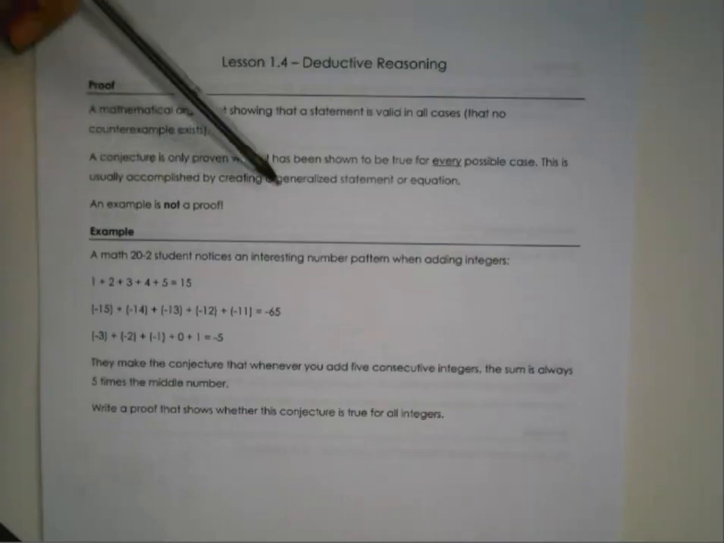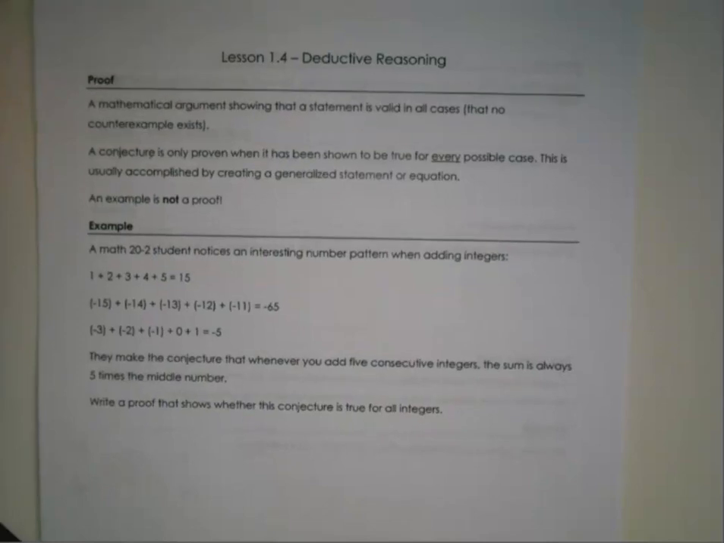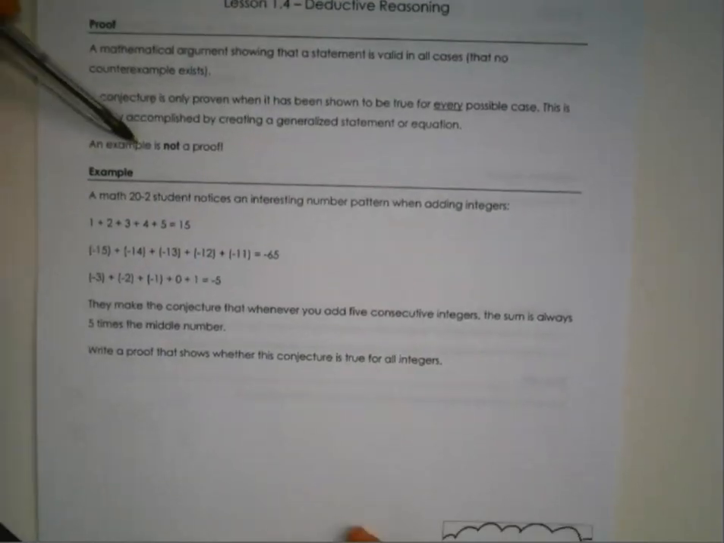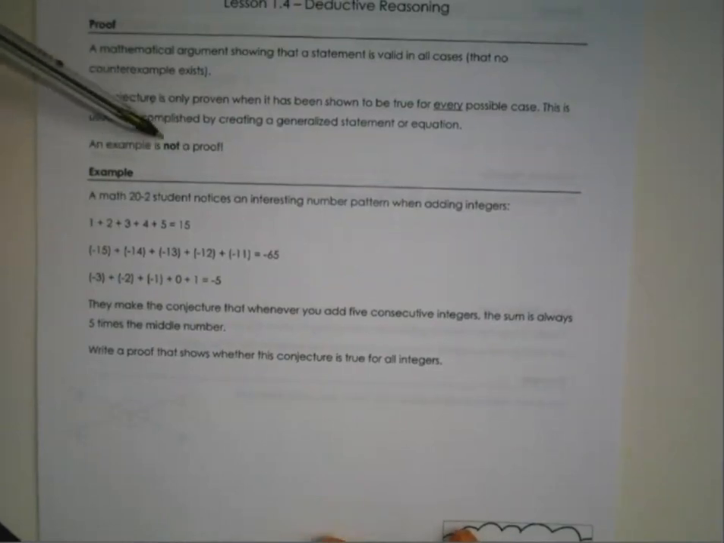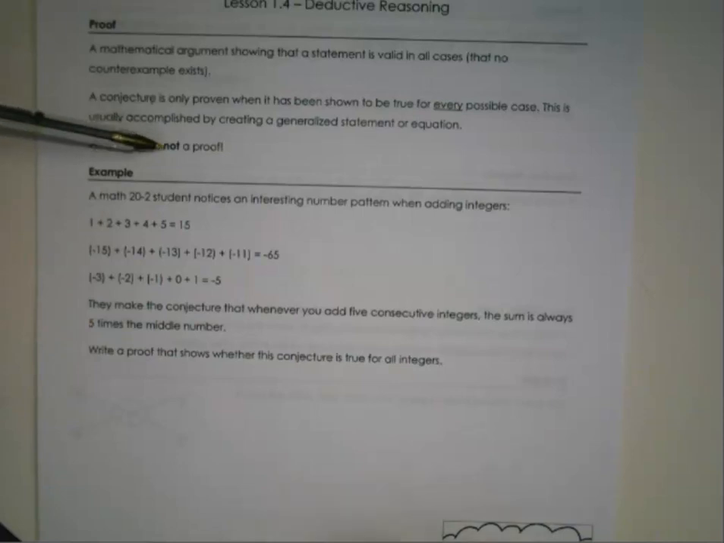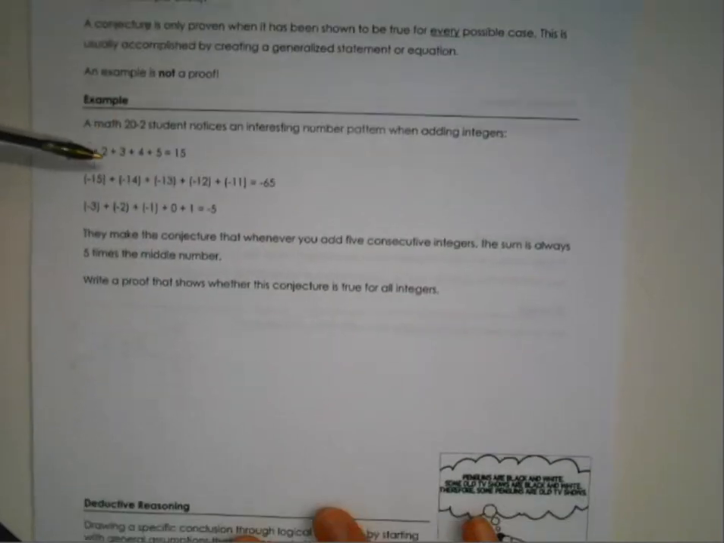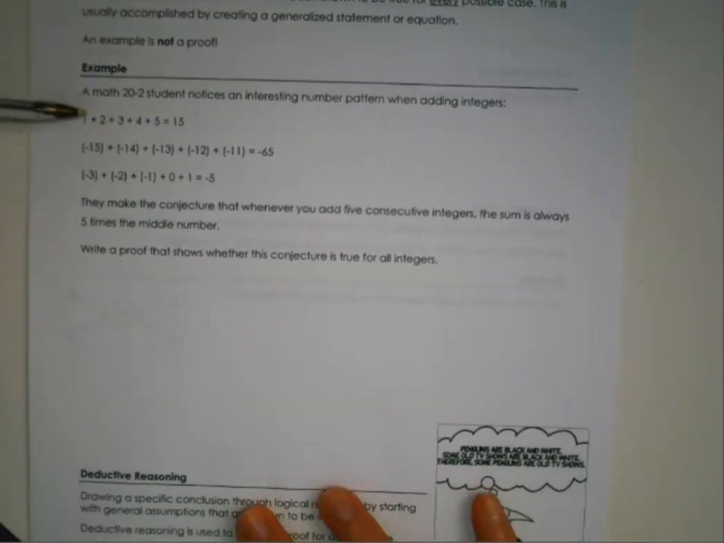We accomplish this by creating a generalized statement or equation. Now keep in mind an example is not a proof, okay? Last time we made multiple examples until we found a counterexample. In those questions we were taking actual numbers and just trying them over and over again, right? What we're about to do now is a proof, not an example, because instead of just using numbers and continuing the pattern until we find a counterexample, we're going to make a generalized statement that applies to all possibilities of the conjecture.